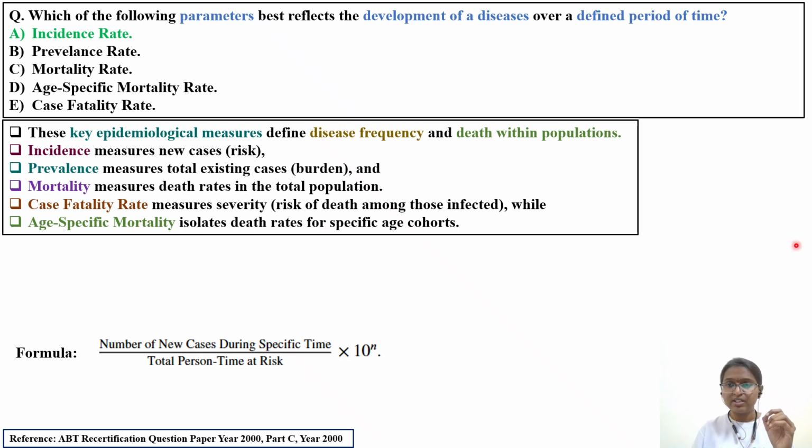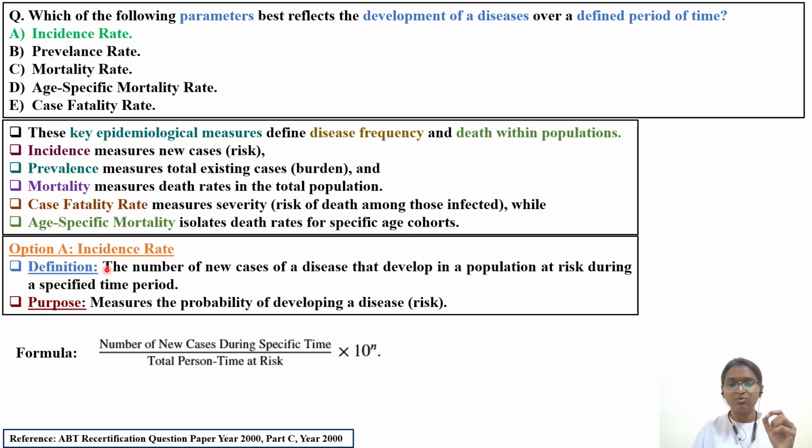Okay, so we'll see one step at a time. Option A, we'll see what the definition is and what the formula is to calculate it. So incidence rate is the number of new cases of a disease that develop in a population at risk during a specific time period. In this time frame only you are going to measure. Okay, the main purpose of this incidence rate is the probability of developing a risk, how often that particular disease will happen. That risk you have to estimate. This particular incidence rate is important.